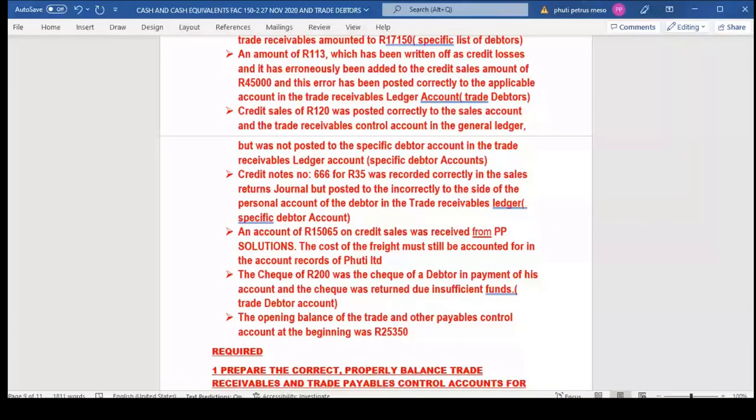So the third last one says an account with an amount of 15,065 from credit sales was received from PP Solutions; the cost of the freight must still be accounted for in the records of equity management. The check of 200 rand was the check of a debtor in payment of his account, and the check was returned due to insufficient funds. So that's a trade debtors account. The opening balance of the trade and other payables control account at the beginning was with an amount of 25,350.